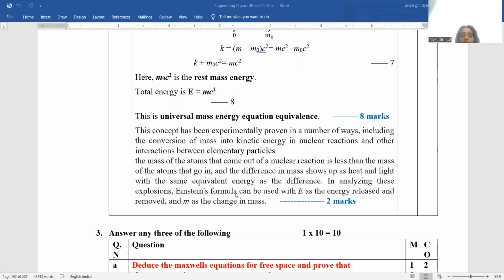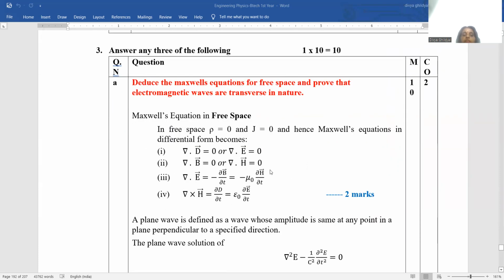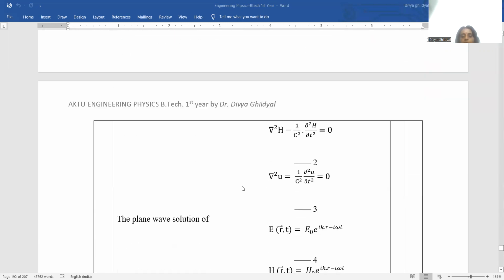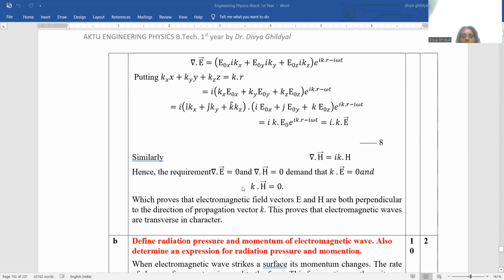That is the very basic formula which proves the existence of this. Next question from unit 2: deduce Maxwell's equations for free space and prove that electromagnetic waves are transverse in nature. I will get 2 marks if I write the Maxwell's equations in free space, and another 8 marks I will get once I prove that they are transverse in nature by deriving the expression.